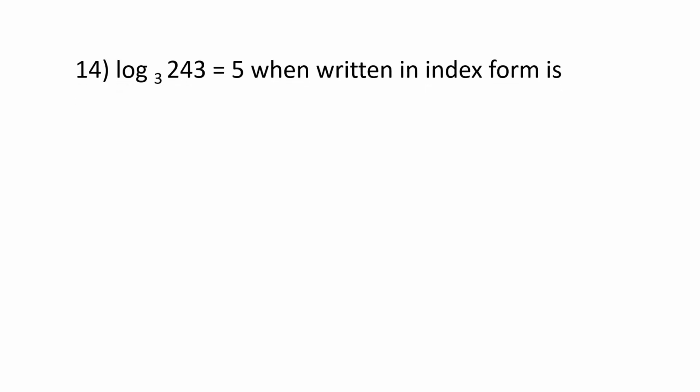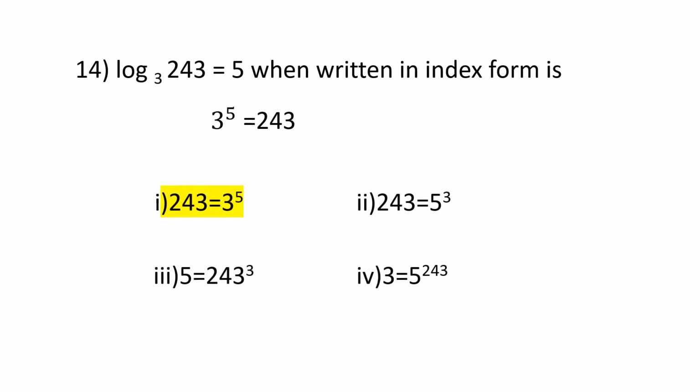Question number 14. Logarithm of 243 to the base 3 is equal to 5. You have to write it in the index form. Here you can see the base is 3, the index is 5, and the value is 243. So it can be written as 3 to the power 5 is equal to 243. From the given answers, the first one is the answer.